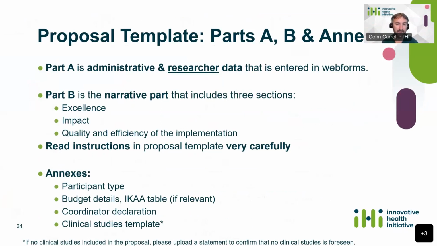Part B is then the bulk of the proposal. It's a PDF document, a Word document turned into PDF. And this is where you actually put your proposal. And that's divided into 3 sections: excellence, what your ideas are; impact, what the impact's going to be and how that impact will be achieved; and finally, implementation, which is the real work packages, how you're going to do what you said you're going to do.